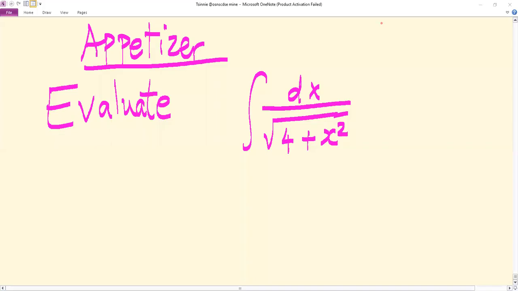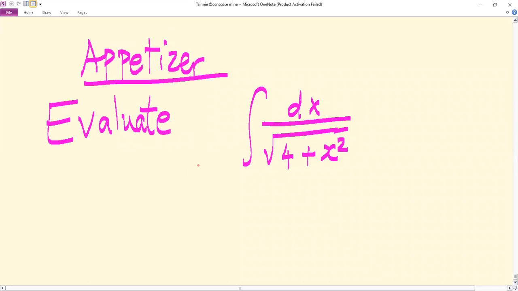Welcome to this session. We have a problem for us to evaluate. So the integral of dx over square root of 4 plus x squared. Now, the solution of this integral will be obtained by trigonometric substitution.